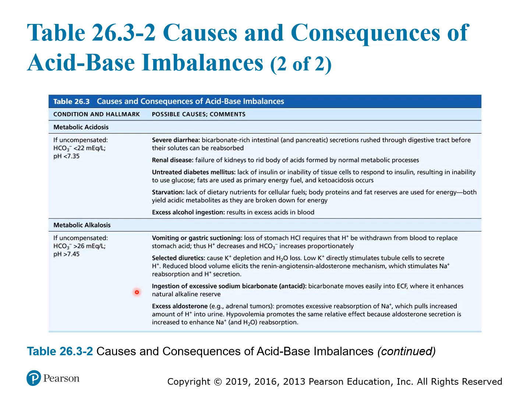And then if there is ingestion of excessive sodium bicarbonate, which is an antacid, the bicarbonate moves easily into the extracellular fluid, where it enhances the natural alkaline reserve. This bicarbonate, which is taken by mouth, moves to the extracellular fluid and increases the bicarbonate level of the blood. Then excess aldosterone, for the same reason we discussed above. When can it happen? For example, in adrenal tumors or anything that goes wrong and there is too much aldosterone. It promotes excessive reabsorption of sodium, which pulls an increased amount of hydrogen into the urine.